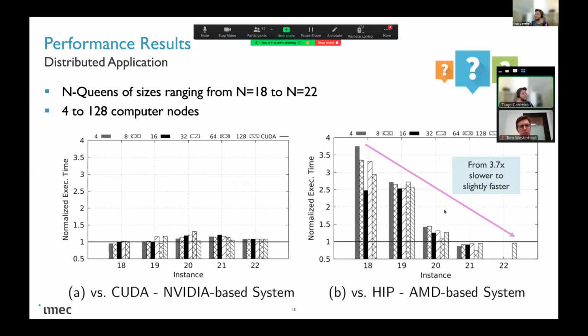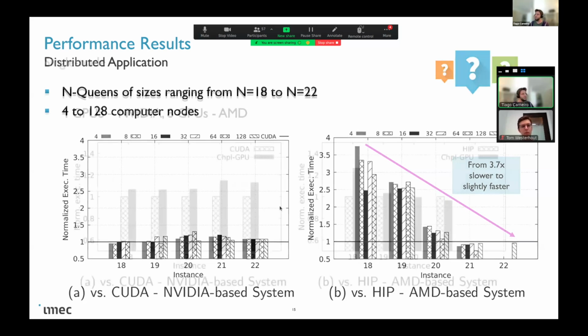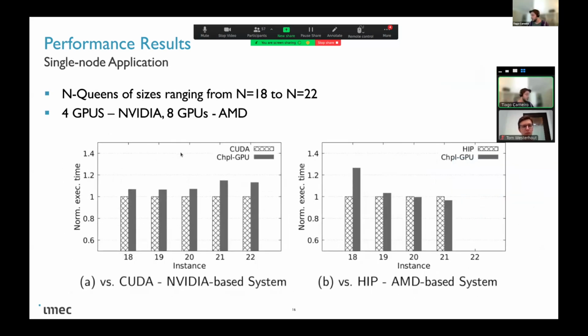But why? This needs more investigation. We went to the intranode, or the single node execution. We could see that in CUDA, what we saw in distributed compute, we can see on a single node. For Chapel, the performance gap is not that big. Chapel versus CUDA increases a little bit and gets stable.